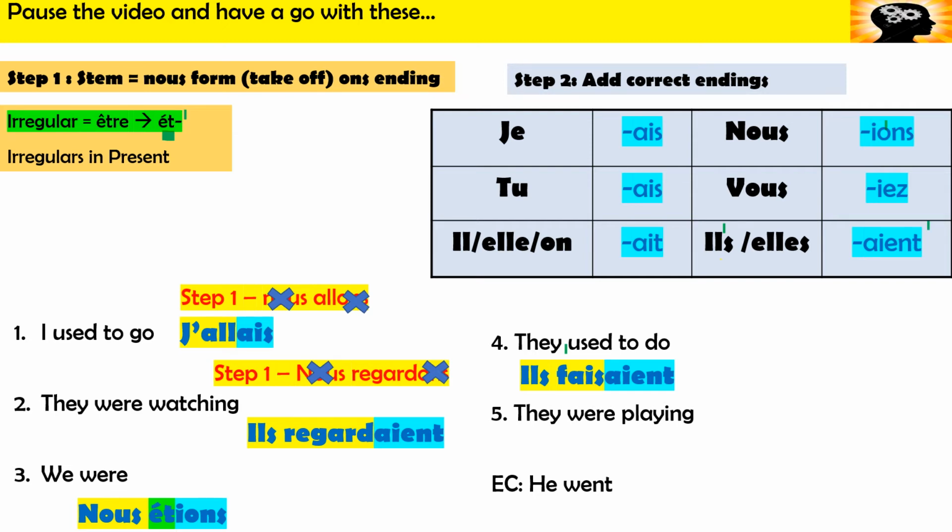They were playing. So our verb to play is jouer. Put it in the new form, nous jouons. Get rid of that ONS. We've got J-O-U. They is ils jouaient. Voilà, ils jouaient.